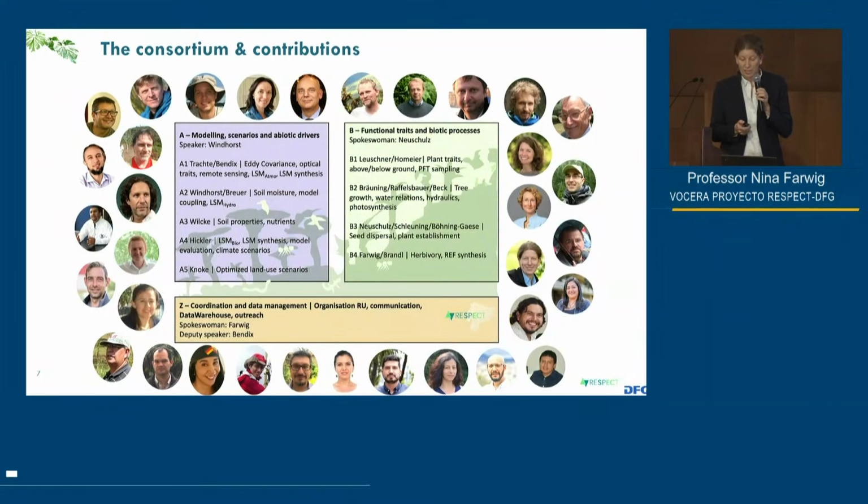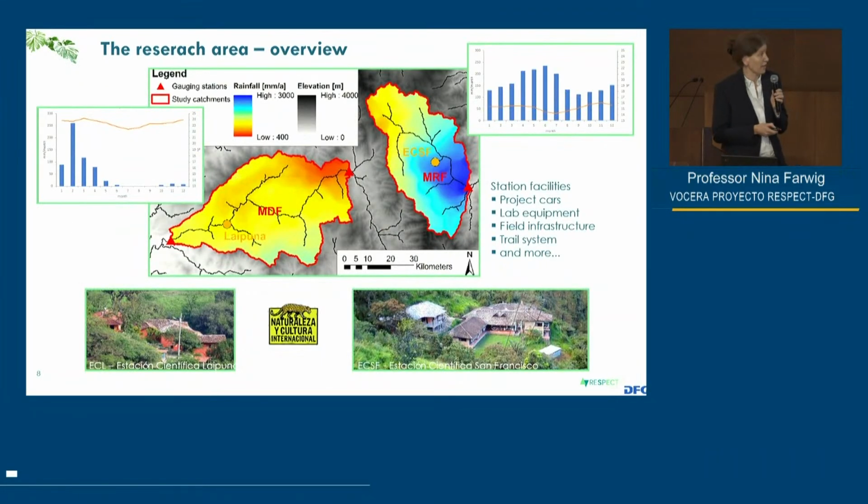So you have seen already, or many of you know many of these faces, and many of you are sitting here. So we are an interdisciplinary consortium based on experts in modeling scenarios and abiotic drivers, and also on functional traits and biotic processes. And of course, as has been strengthened today, we have many different Ecuadorian universities and collaborators which are essential for our project that range from Loja over Cuenca to Quito, and also, of course, comprise our local partners here that run the 2 stations, Nature Culture International.